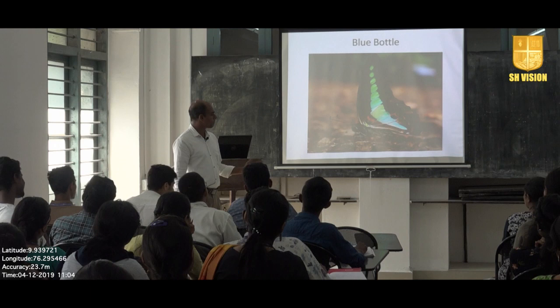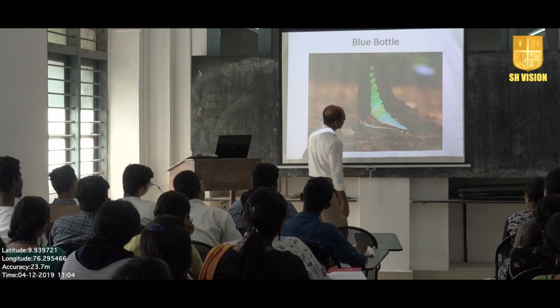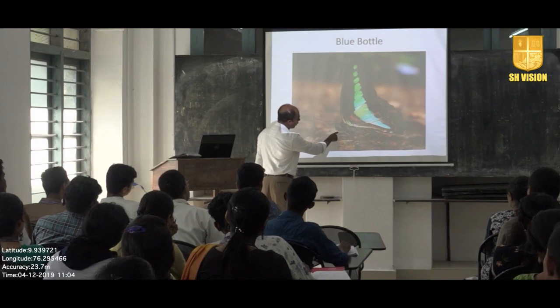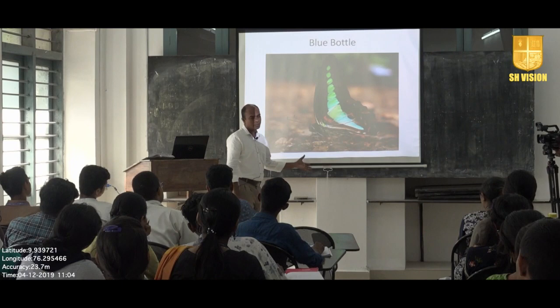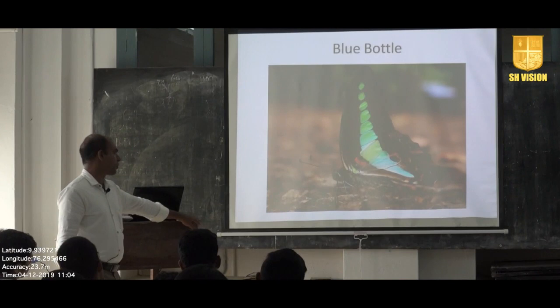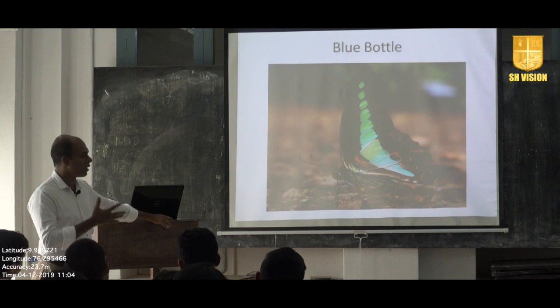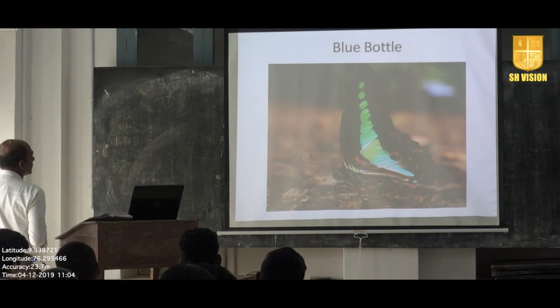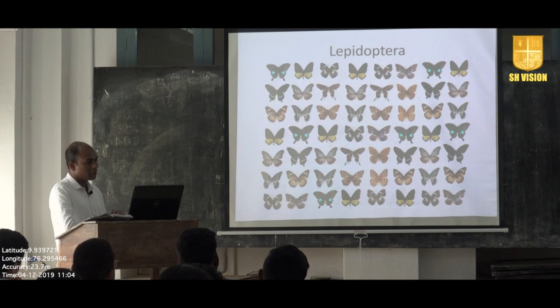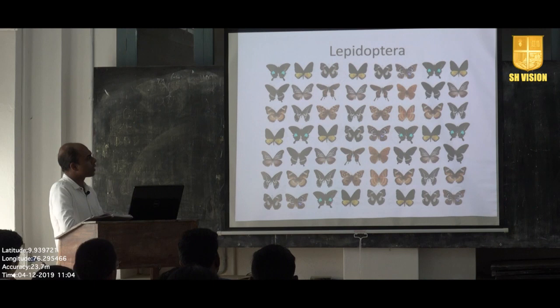Now you can see a small drop of fluid hanging from its abdomen, and see its long mouth part. Using this mouth part, it is continuously sucking fluid materials, and that fluid originates from the droppings and urine of a cow. And this particular group is known as bluebottle. There are numerous species. All are colorful. They are commonly known as flying flowers.